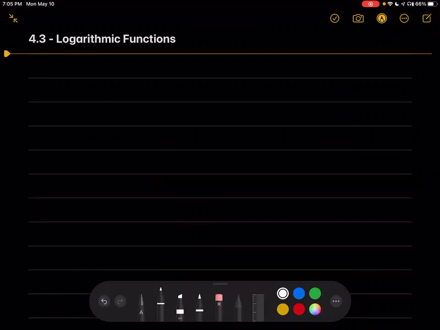Hello, everyone. Welcome to section 4.3. In this section, we will be talking about logarithmic functions.